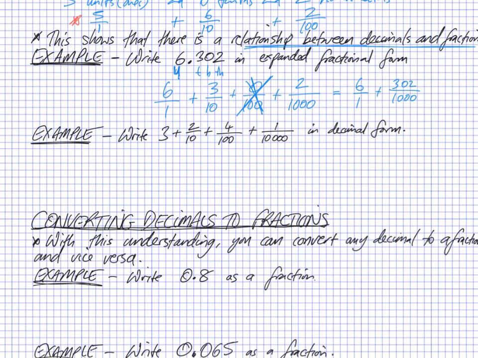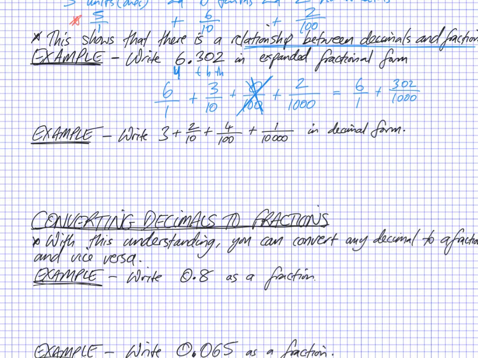But really, the key is what I'd be looking for is this. That's expanded fractional form, and it's an expanded fractional form of writing 6.302. The key is to remember that there's a link between decimals and fractions.